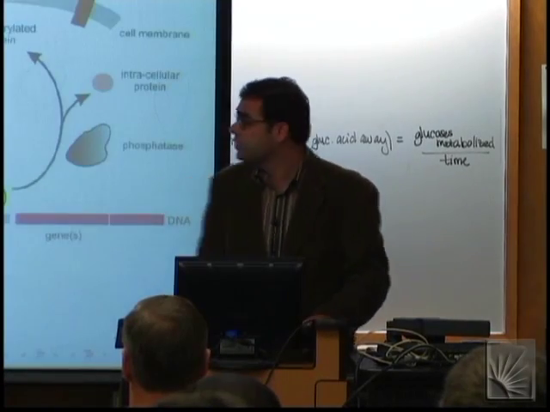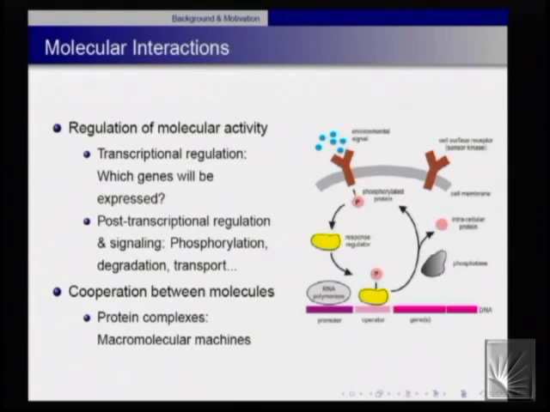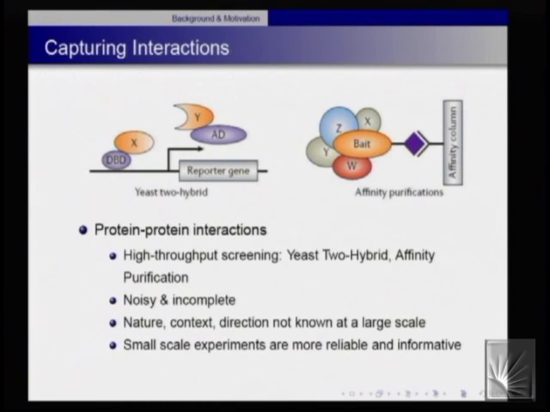So the interactions are everywhere. We have signaling interactions here, we have regulatory interactions here, and so on. So how can we capture interactions? As I said, we don't really have a good understanding of what is connected to what.